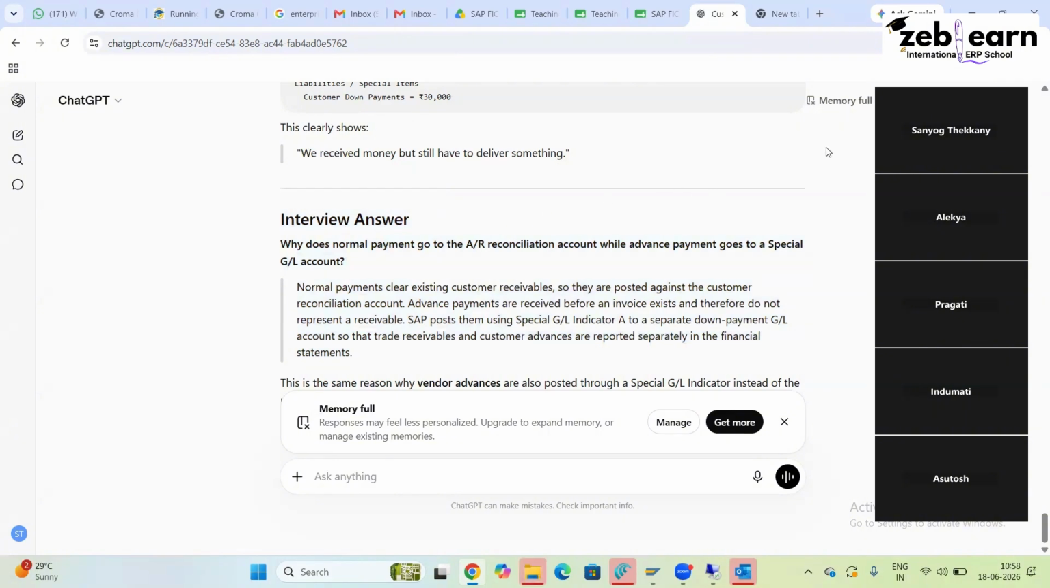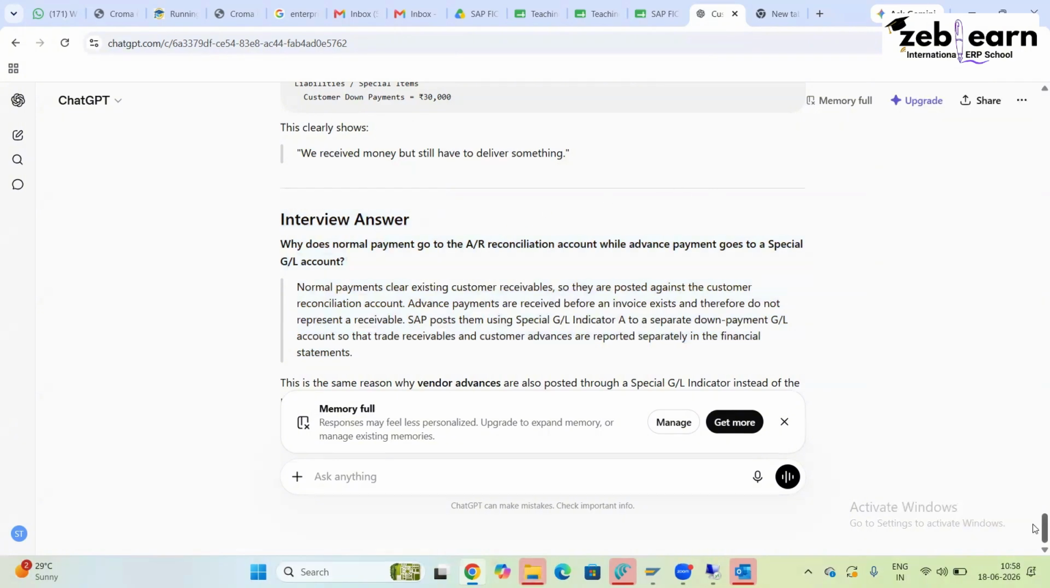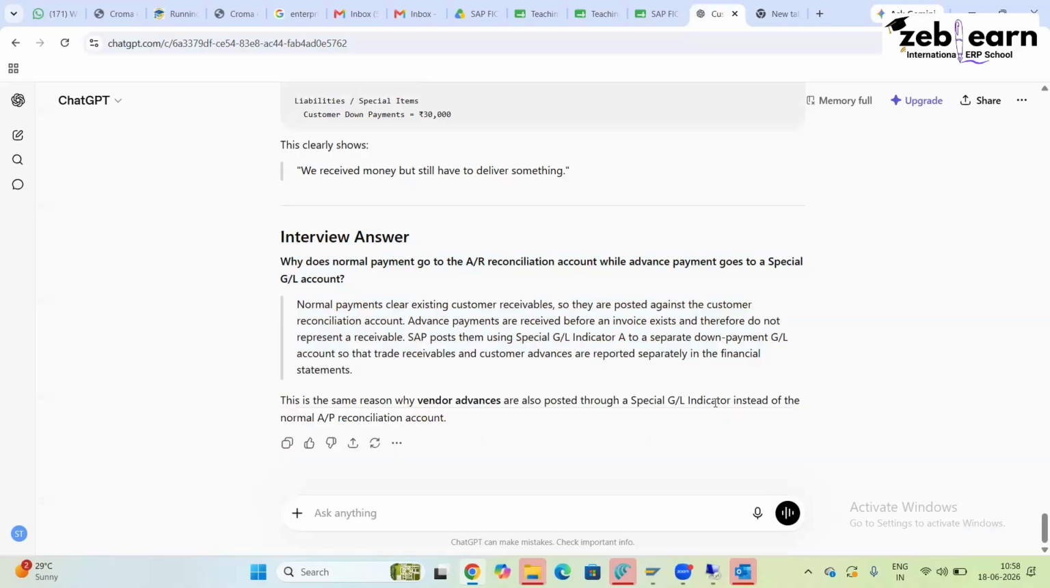Okay. Understood? Yes, sir. Now read this line also. This is the same reason why vendor advances are also posted through a special GL indicator instead of the normal AP reconciliation account.